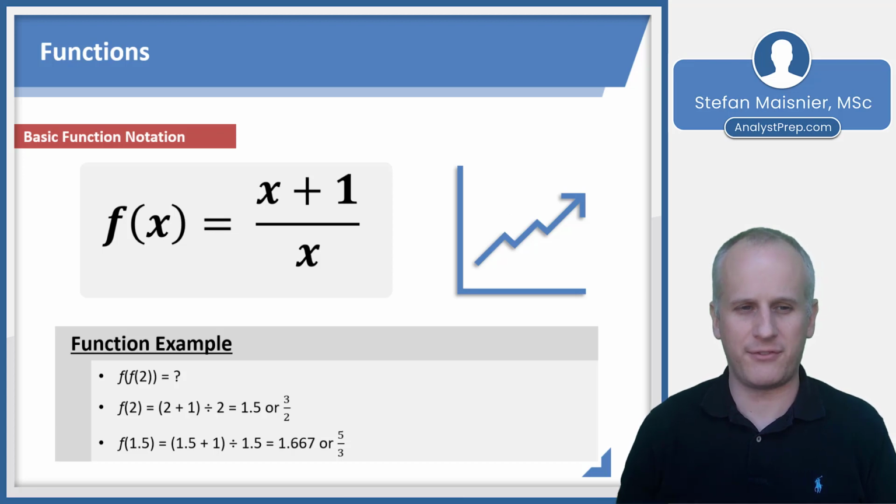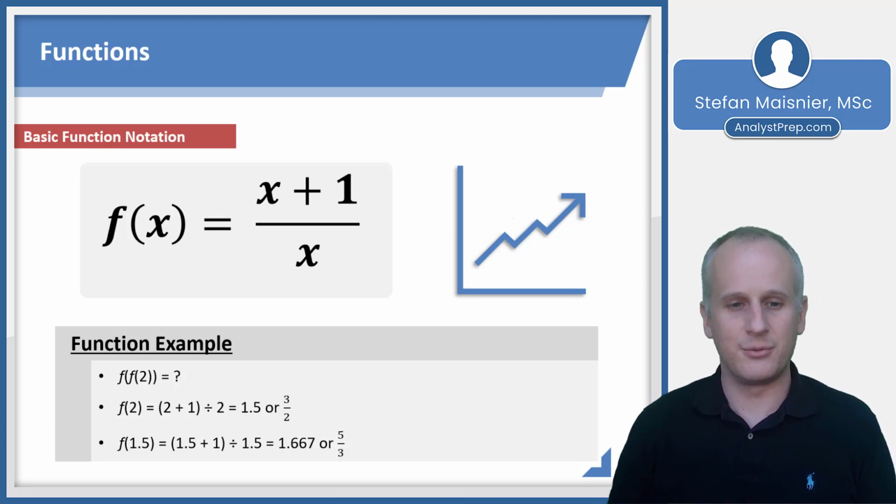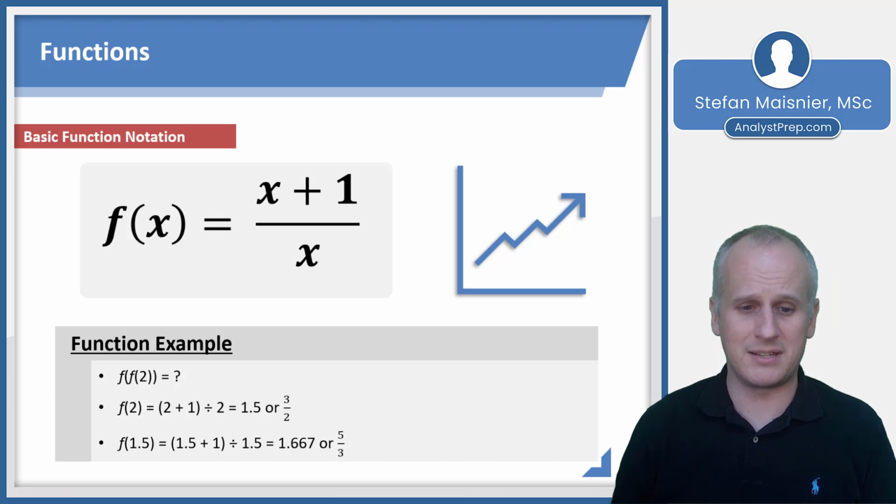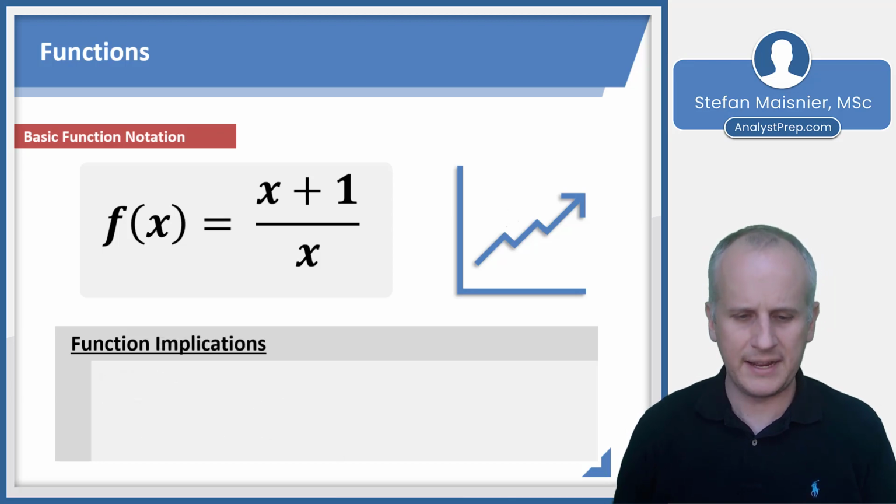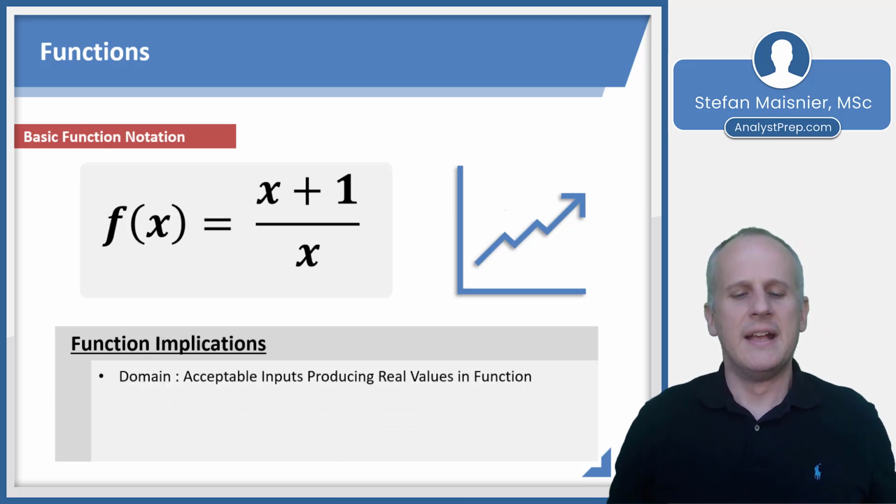Because if you've got 2.5 over 1.5 in your fraction, you know you can't have a decimal inside of a fraction. So you just multiply the 2.5 in the numerator and the 1.5 in the denominator by 2 over 2 to get 5 over 3. So this is just a very basic function example. Now, the implications of functions.